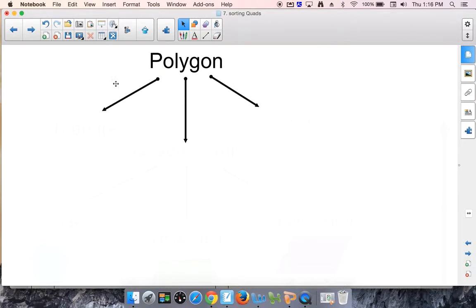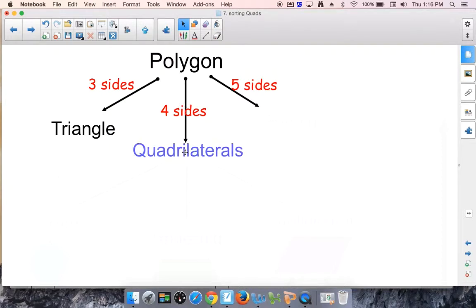Polygons were separated into different categories by their sides. A three-sided figure, a four-sided figure, a five-sided figure, and so on and so forth. We talked about triangles already, which is your three-sided figure. We talked about acute, obtuse, right triangles, scalene, isosceles, equilateral triangles. Four-sided figures are your quadrilaterals.